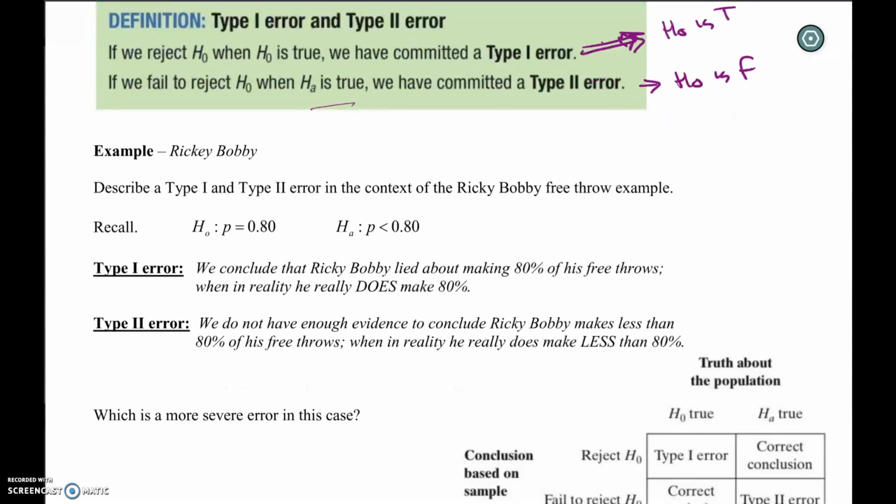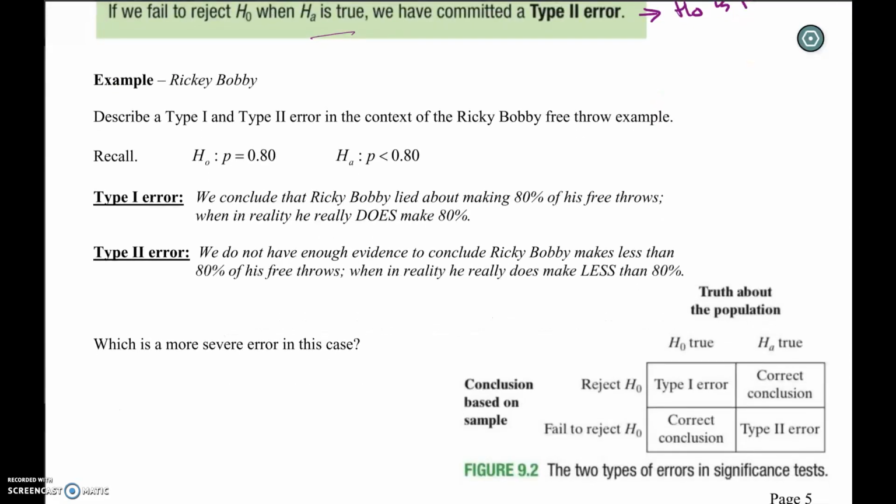Describe a type 1 and type 2 error in the context of the Ricky Bobby free throw example. A type 1 error would be that the null is true, so we conclude otherwise and make a mistake. He really does make 80%, but we conclude he makes less. So we conclude that Ricky Bobby lied about making 80% of his free throws when in reality he does make 80%. A type 2 error is when the null is false. He doesn't make 80%, but we fail to find evidence that he doesn't. So we do not have enough evidence to conclude that he makes less than 80% of his free throws, when in reality, he really does make less than 80%.